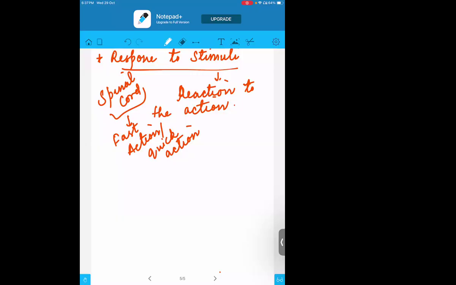In plants also, there is, for example, the sunflower. In the case of the sunflower, when the sun is there, what do they do? The flower of that sunflower will start moving towards the sun. So the sun is basically the stimulus, the light of the sun, and the movement of the flower towards the sun is the reaction. Am I clear?